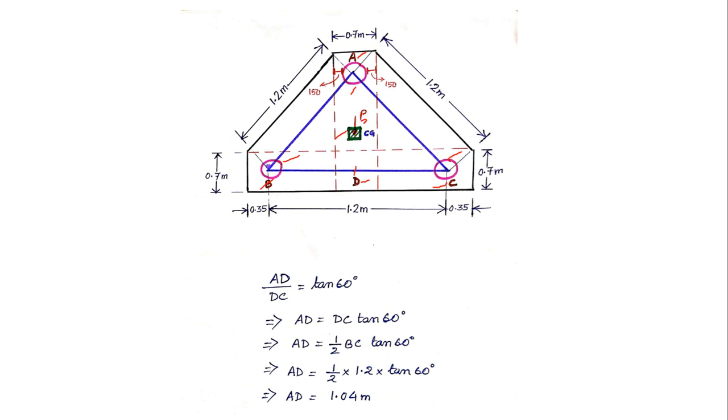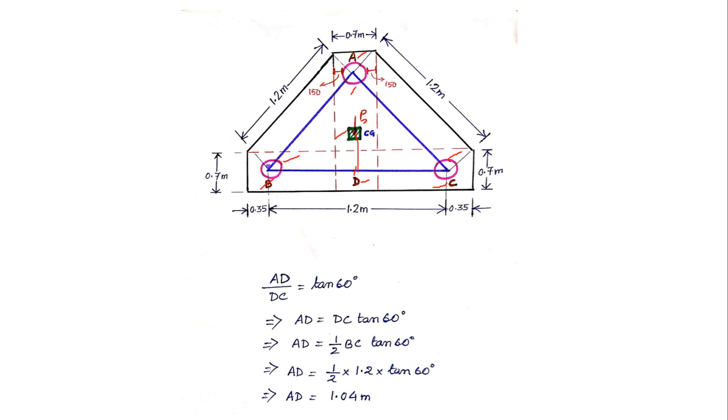Now an interesting thing is this column is actually located at the CG of the triangle ABC. Now when I say CG, CG means center of gravity, and we know that the center of gravity of a triangle is at a height of 1 by 3 from the base of the triangle, right? So that means this CG is at a height of 1 by 3 from point D.